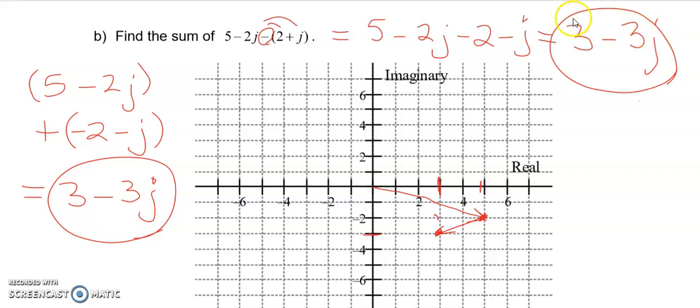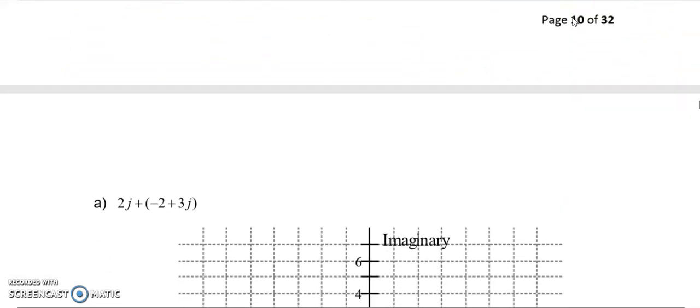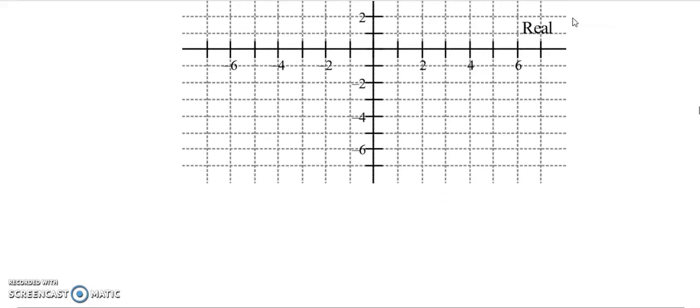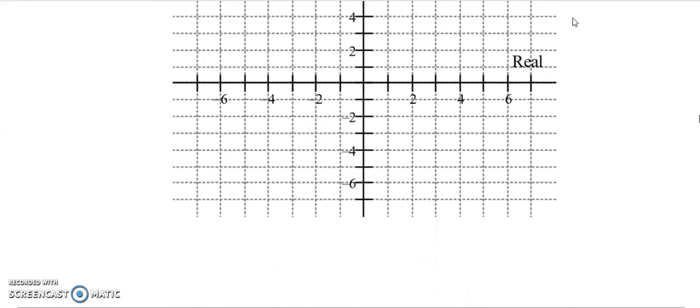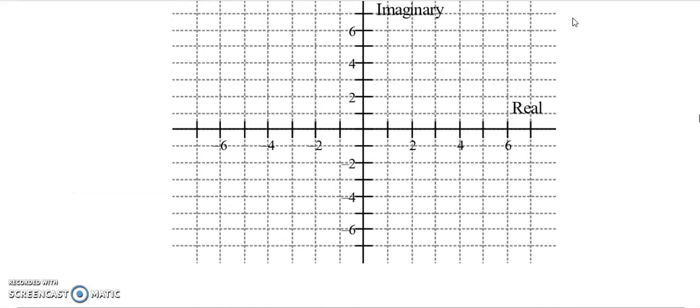All right, so now there are some practice questions after that, on page 10 and also on page 11, I believe. Yep. So you can try these and see how they work out. I'll leave that at that.